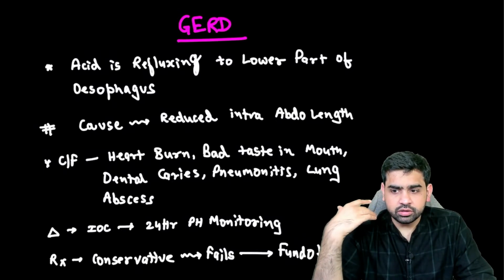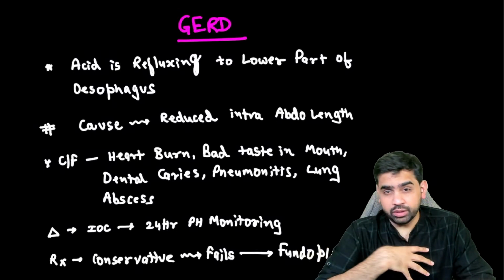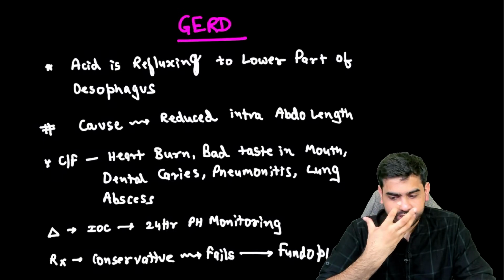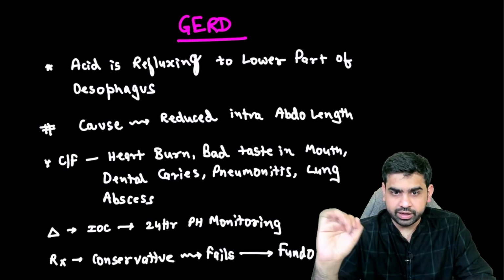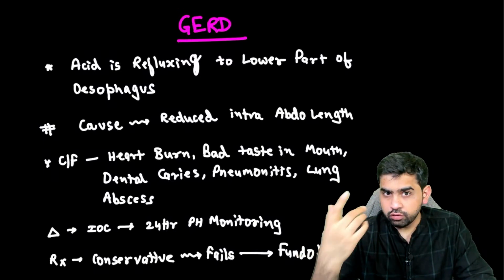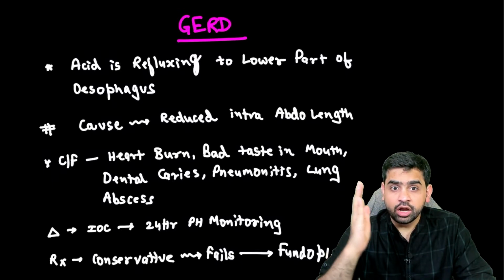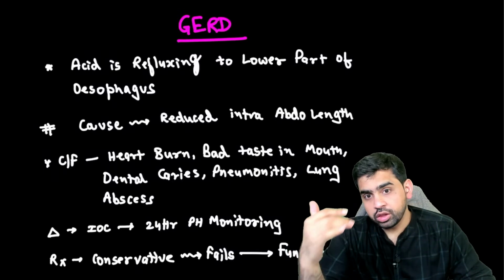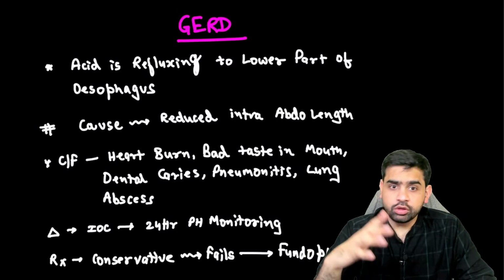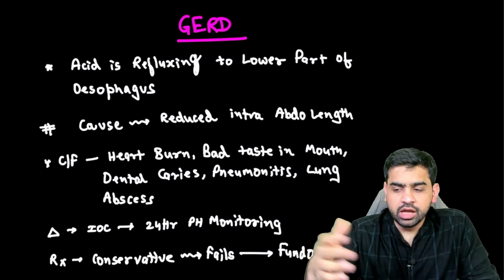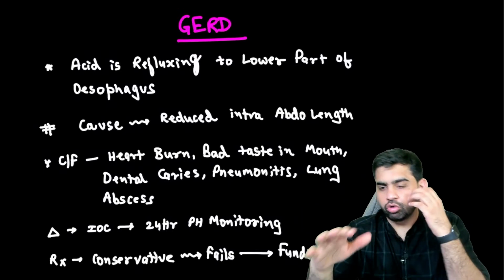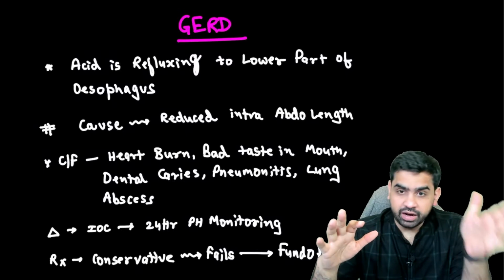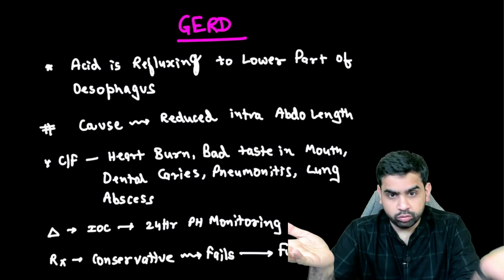Obviously, the clinical features in this patient are going to be heartburn. They're going to have a bad taste in the mouth and dental caries. The investigation of choice to diagnose GERD is 24-hour pH monitoring. Whenever you have a patient with GERD, the first thing you do is go ahead with conservative management. You ask the patients to reduce weight, not take alcohol, and give proton pump inhibitors and H2 blockers.